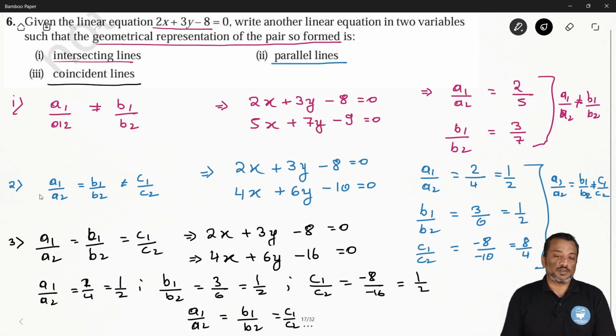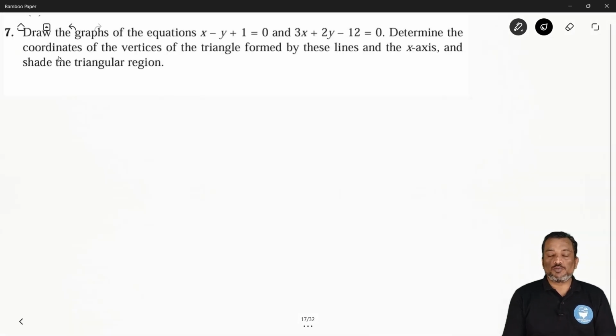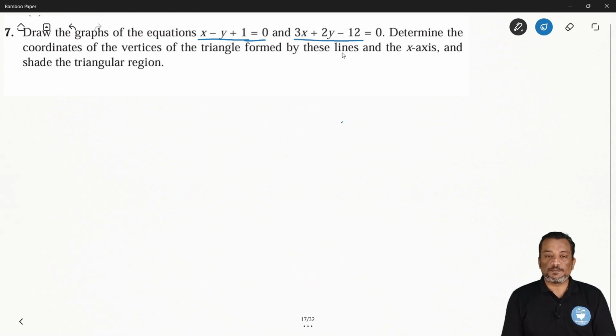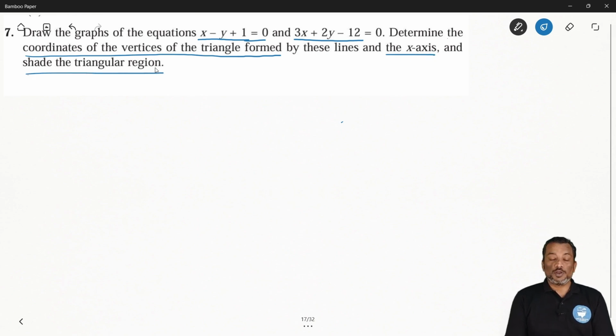Okay, now coming to the last question of this exercise. So what is our question saying? Draw the graph of the equation x minus y plus 1 is equal to 0, and the second one, 3x plus 2y minus 12 is equal to 0. Determine the coordinates of the vertices of the triangle formed by these lines and the x-axis, and shade the triangular region. So basically, you have been given two equations. With the help of the graphical method, you have to first find the solution sets.